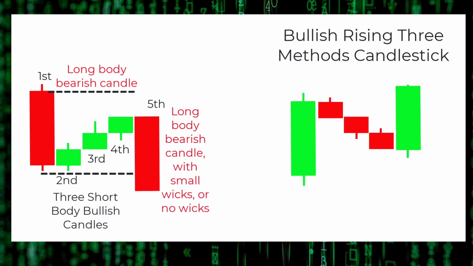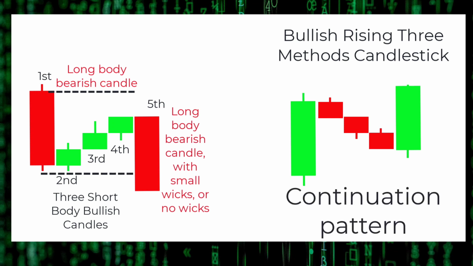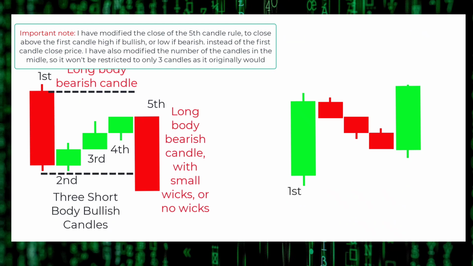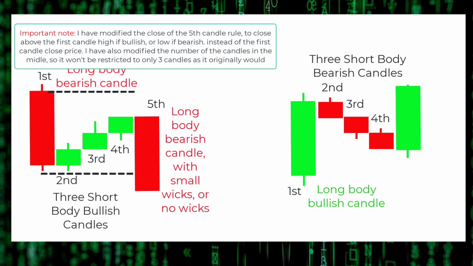Next is the Bullish Rising 3 Methods candlestick. It's a continuation pattern and a buy signal. And it constitutes of 5 candles. Similar to the Bearish Rising in its rules and formation. The first is where the price makes a strong rise up with a long body, bullish candle. The second, third, and fourth is where the prices drop slowly with 3 short body, bearish candles. Whereas these 3 candles are contained within the body of the first candle. So the price won't rise above the highest price registered by the first candle. Moreover, the price won't drop below the first candle open price.